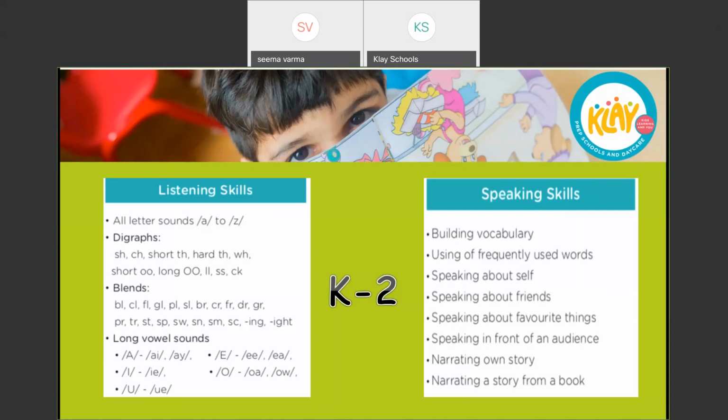Once this listening skill is properly in place, the second part on the same page talks about speaking skills. When children are listening, they are building their vocabulary. They are using high frequency words, frequently used words that they hear over and over again. They speak about themselves, describe their friends, speak about their favorite things, and speak in front of an audience in show and tell. Children confidently talk about an object that is dear to them, part of their environment, and narrate their own story, lending their imagination to create it. We know that children have very fertile imaginations.